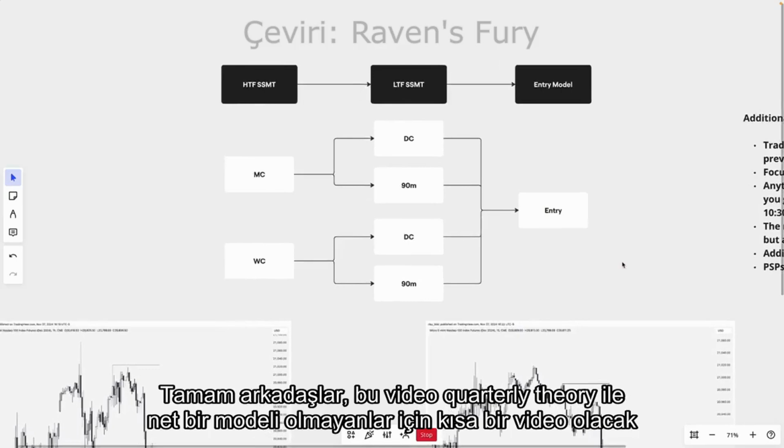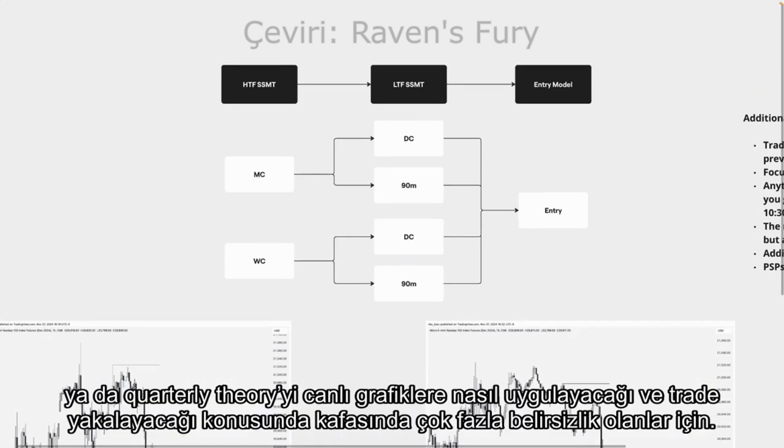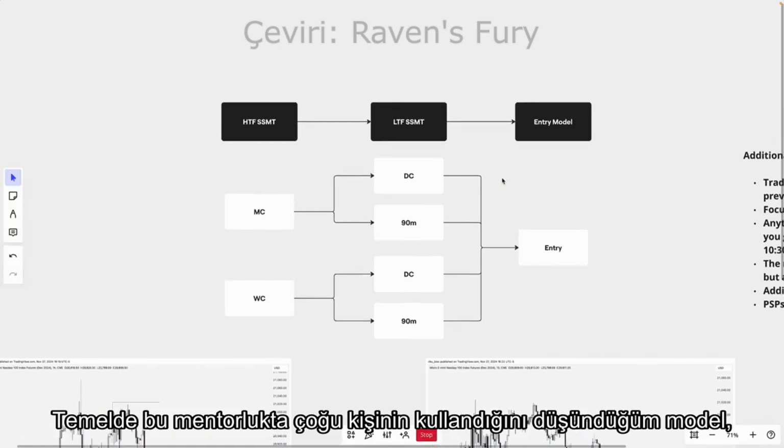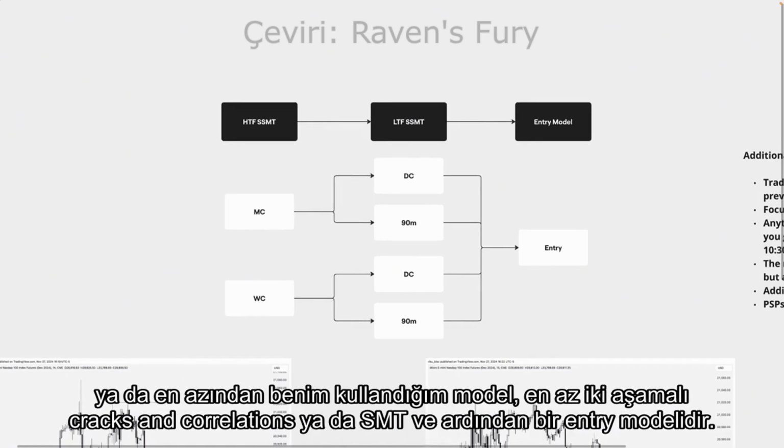Alright guys, so it's a quick video for anyone that doesn't have a determined model with quarterly theory, or has a lot of ambiguity about how to apply quarterly theory to the live charts and to catch trades. So essentially the model that I think the majority of people use in this mentorship, or at least the model that I use, is simply a minimum of two stages of cracks and correlations, or SMT, followed by an entry model.